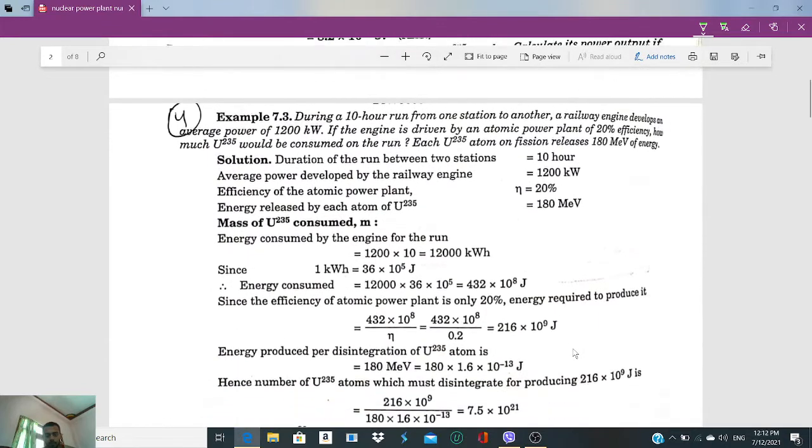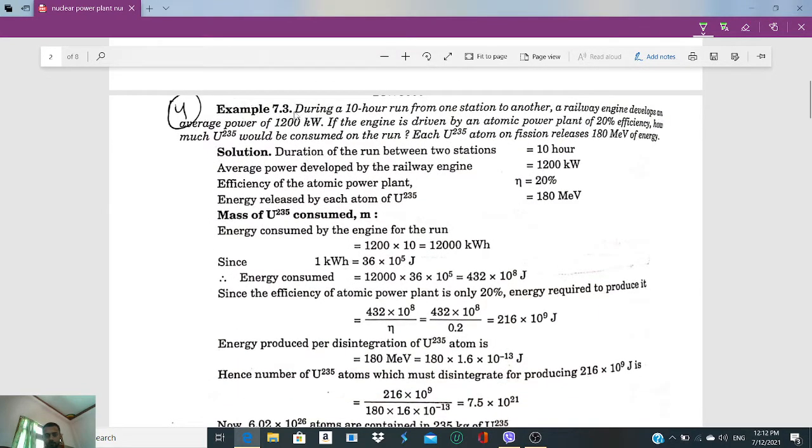And here we have the next numerical. During a 10-hour run from one station to another, a railway engine develops an average power of 1200 kilowatt, and if the engine is driven by an atomic power plant of 20% efficiency, how much uranium U-235 would be consumed on the run? And each uranium 235 atom on one fission releases 180 MeV of energy. Here in the question we have been given the duration of the run between two stations, 10 hours.